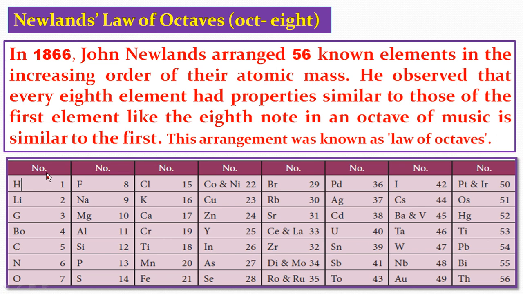And come to the Newlands table. Here you have hydrogen in the first group, lithium, then beryllium, boron, and carbon, nitrogen, oxygen. So, this is the Newlands table.